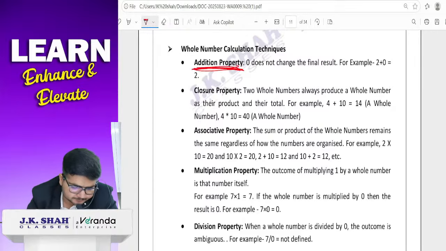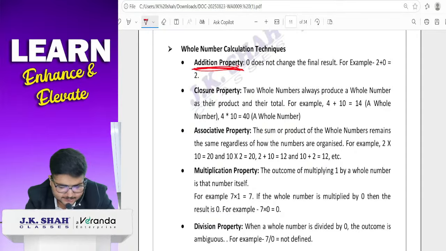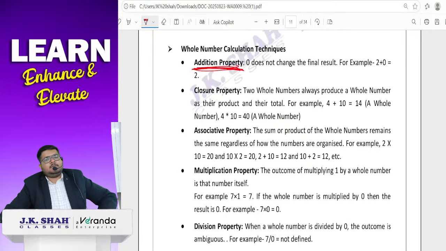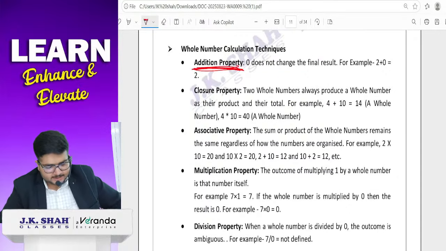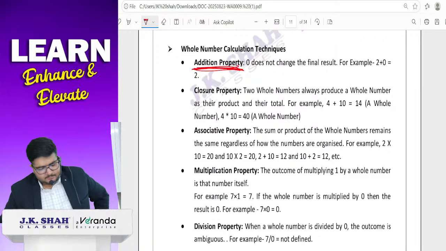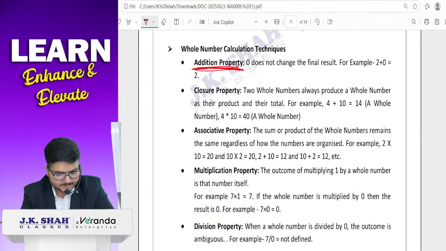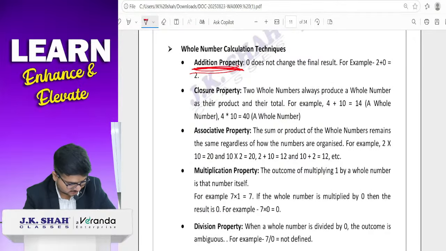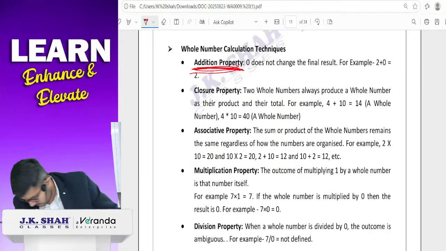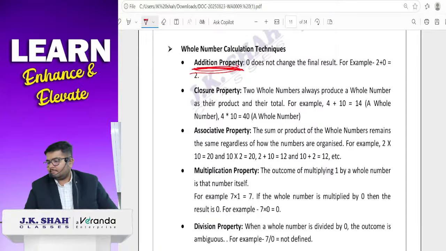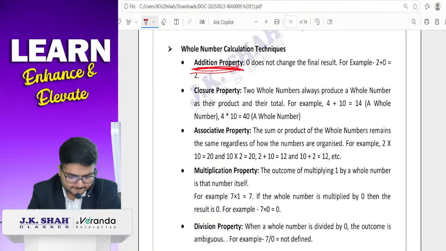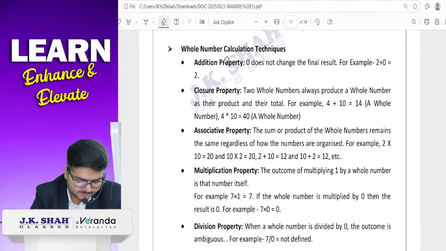Now what is the property trying to tell you, and the name of the property is the most important part for this topic, right? Now let us solve this part. Let us understand this part. Addition property. Now what is addition property trying to tell you?